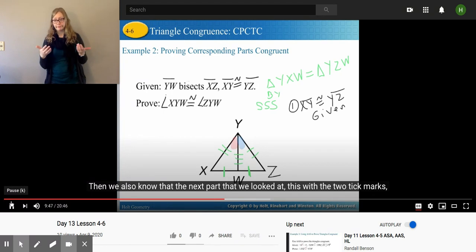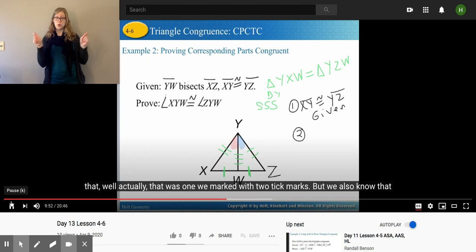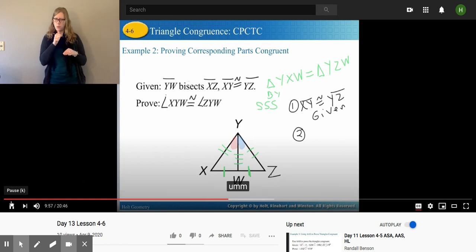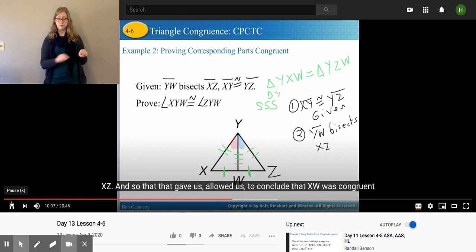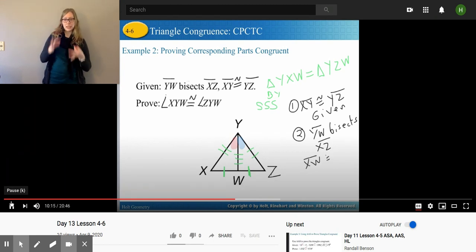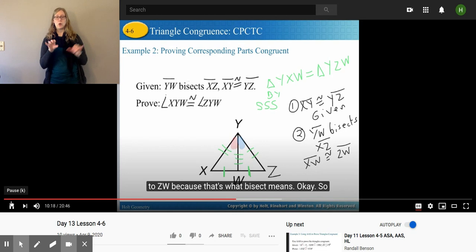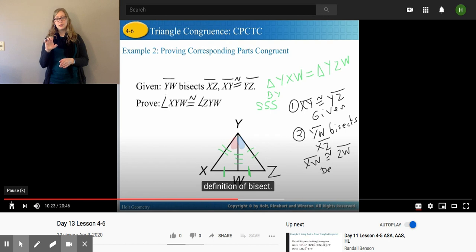Then the next part that we looked at, the one we marked with 2 tick marks: we also know that YW bisects XZ. And so that allowed us to conclude that XW was congruent to ZW, because that's what bisect means. Okay, so definition of bisect.